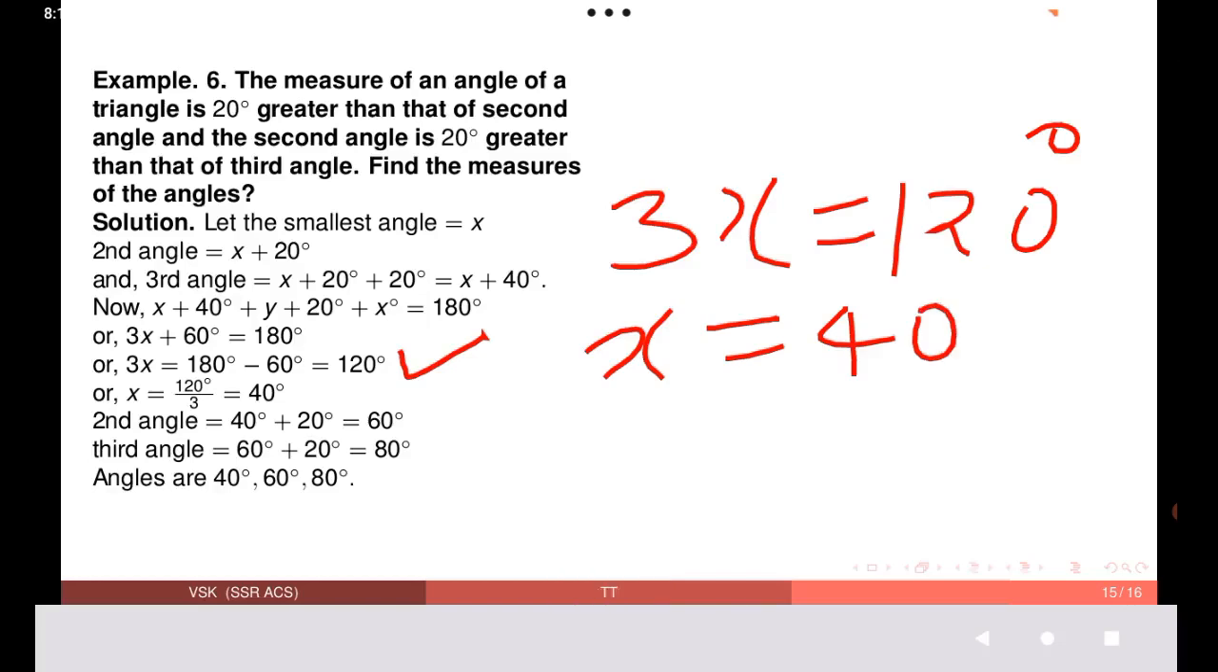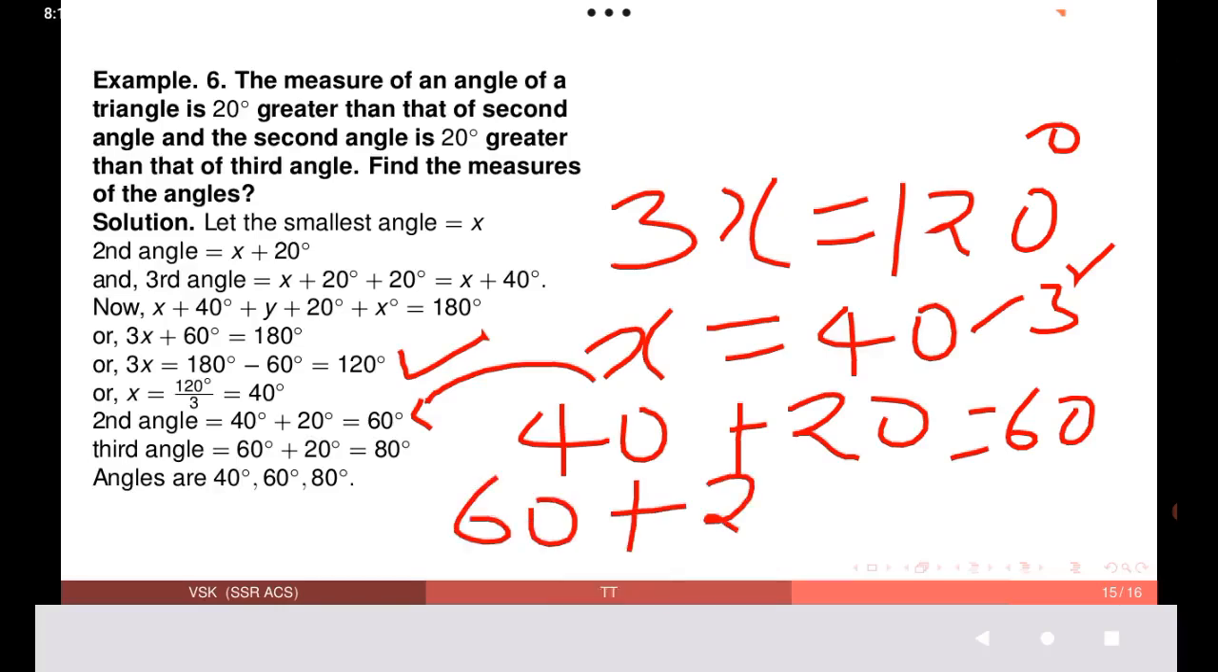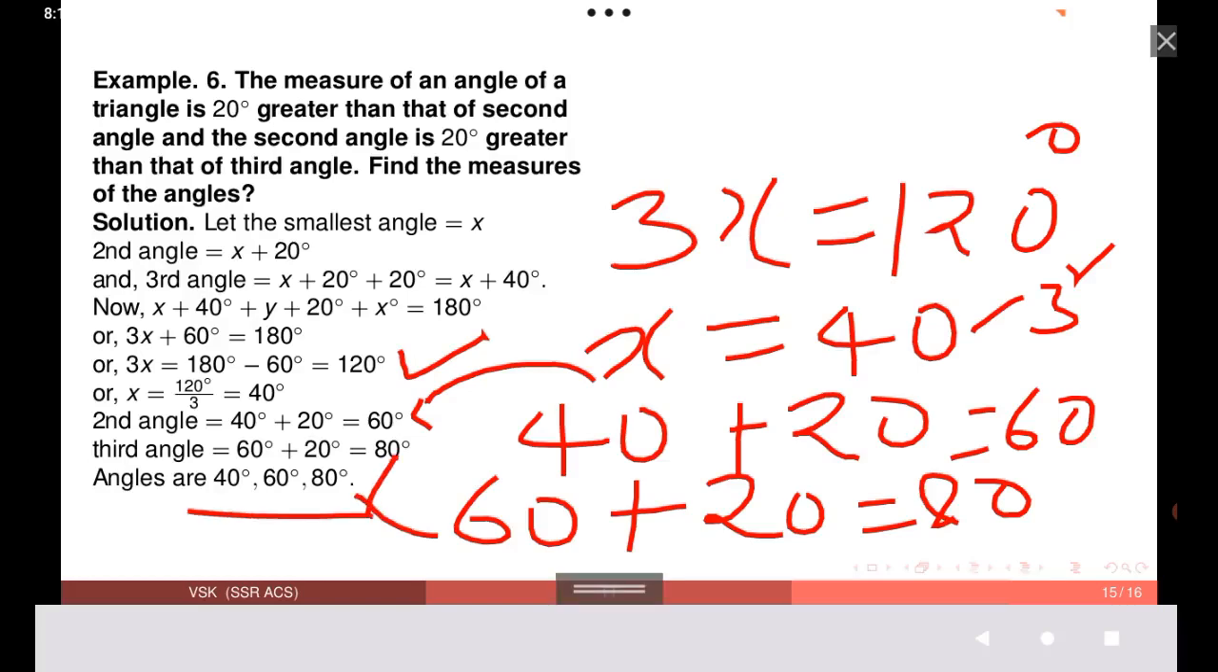So this will be the third angle. What is the second? The second angle will be 40 plus 20, that is 60, which is written over here. And the first angle will be 20 more than 60, so 60 plus 20, that is 80, which is written over here. So these are the three angles we can find. These types of questions are very easy. You can solve them. Read the questions properly first of all, then you will understand what you have to do.